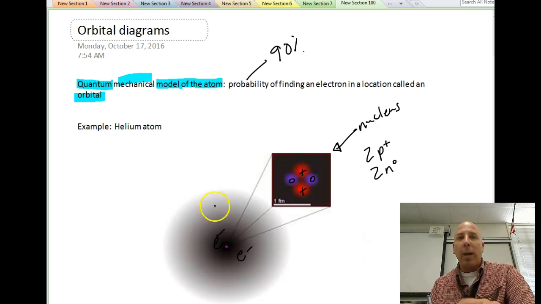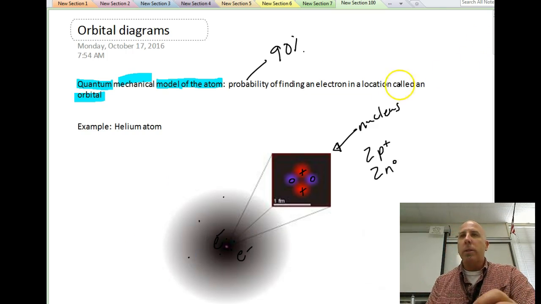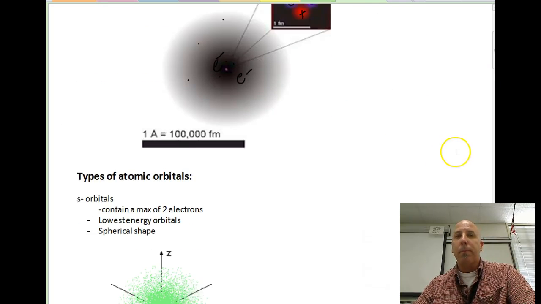Anywhere where you see some gray is a possibility of electrons being located. So they might be found out here. They might be found in really close. But you can see it's darker really close to the nucleus, so they are found there more often. That's what we mean by probability. Okay? And these locations, as we said, are called orbitals, and that's what we're talking about next. So let's talk about some orbitals here.